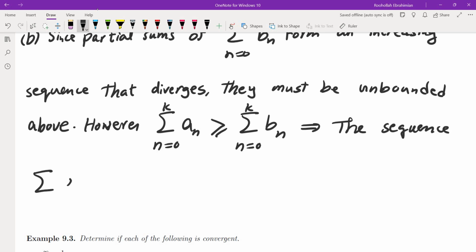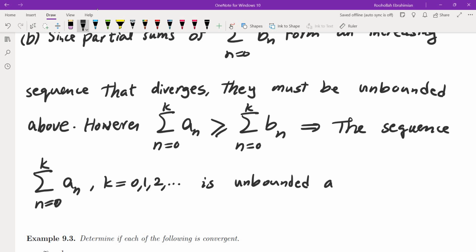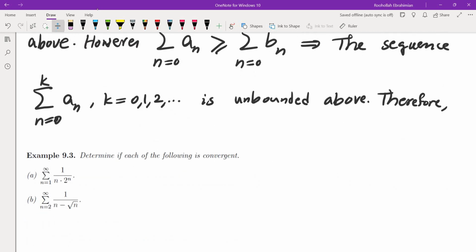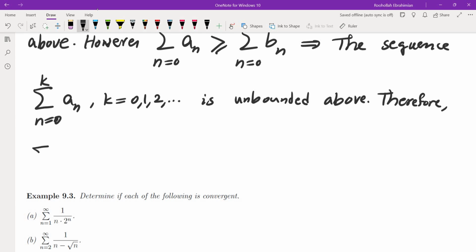The sequence, the sum of an from n equals 0 to k, where k is 0, 1, 2, etc., is unbounded. Because if the sum of an were bounded above, then the sum of bn would be unbounded above. Therefore, the sum of an also diverges. So this proves what we claimed.